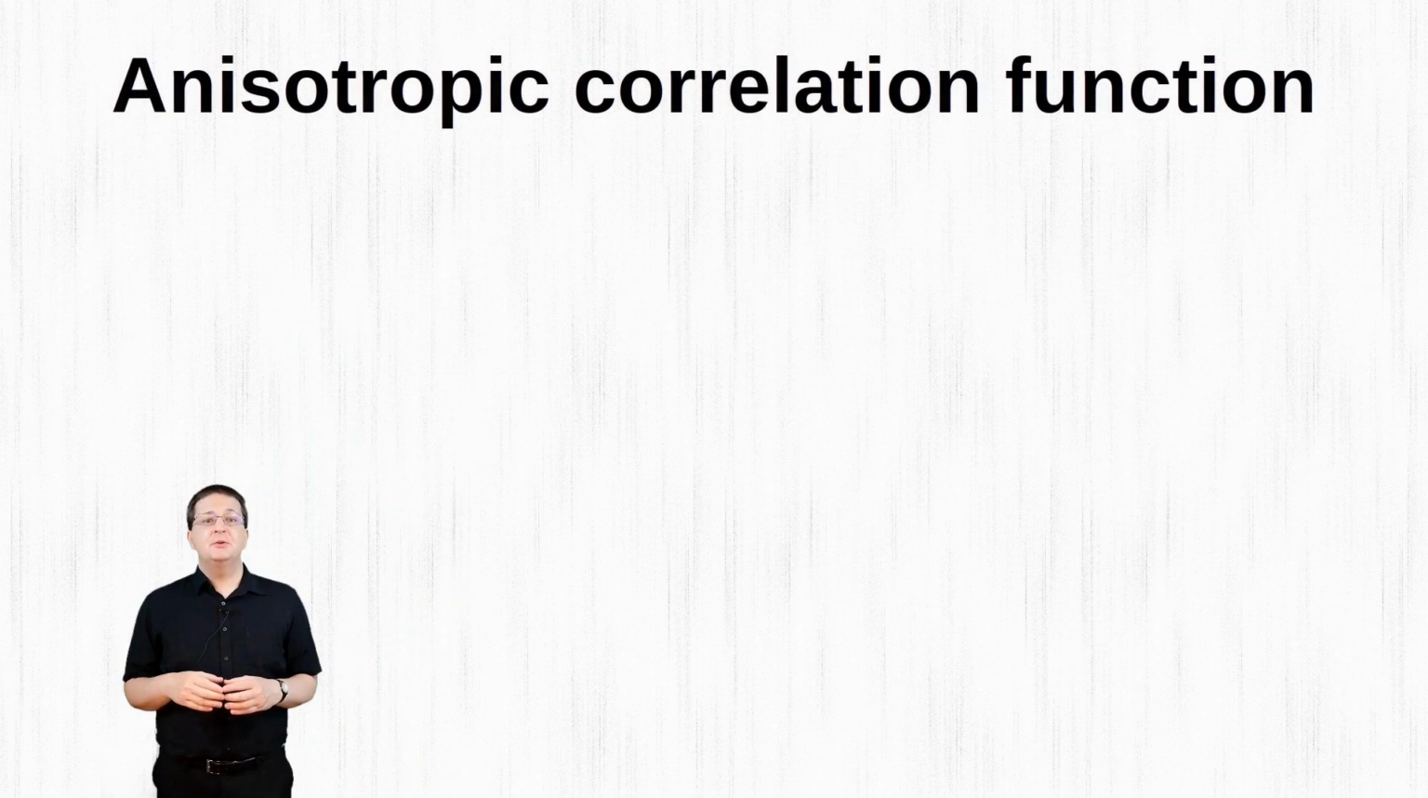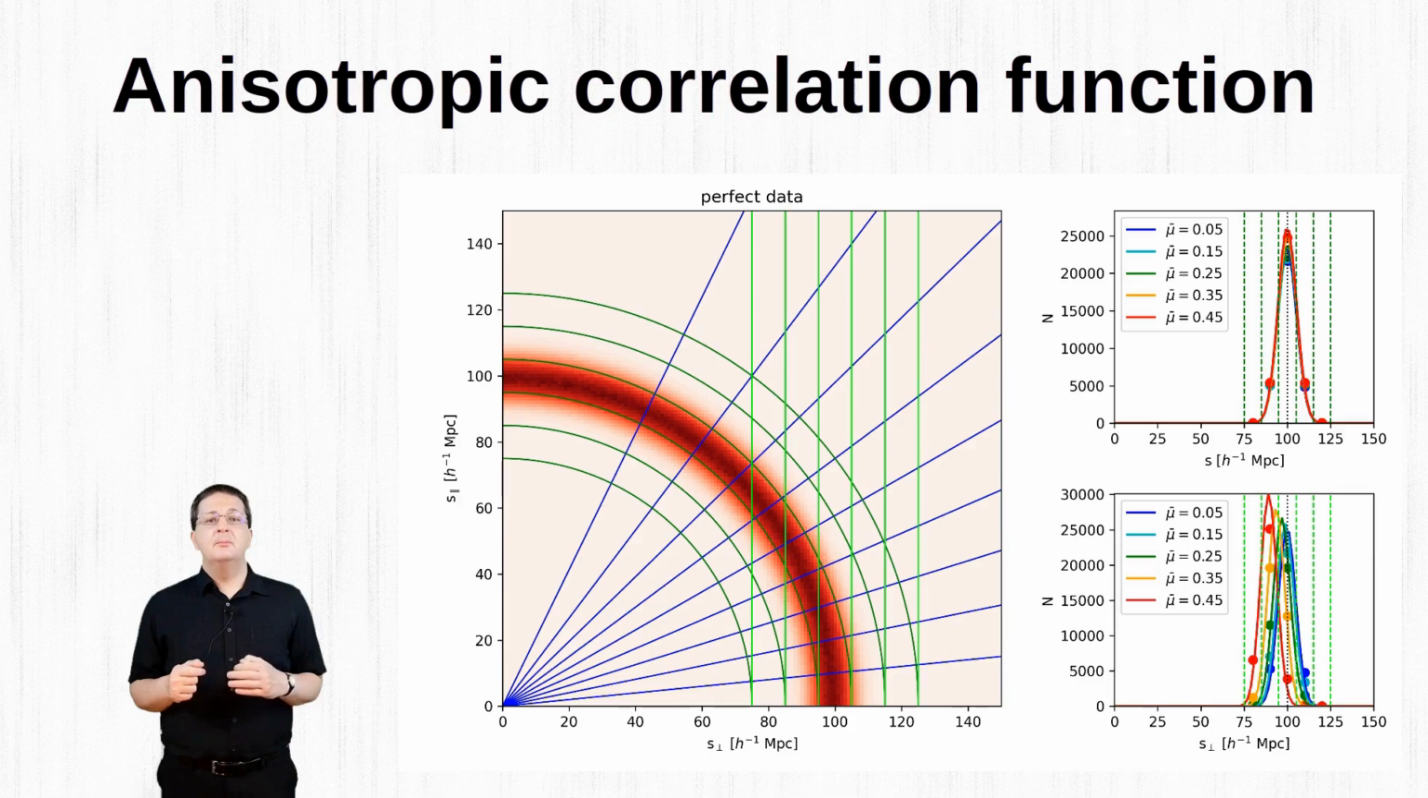Instead of just measuring the two-point correlation function along a radial direction, one can decompose it into a component parallel to the line of sight and orthogonal to the line of sight to study its anisotropic components. This toy model only shows the BAO shell and no other structure for better illustration. In this ideal model, without any redshift space distortions, the BAO appears as a perfect ring.